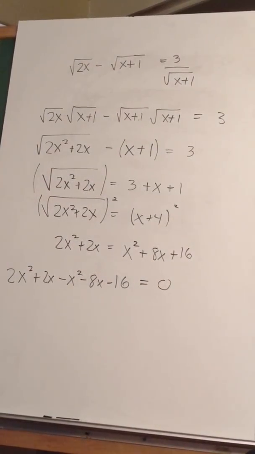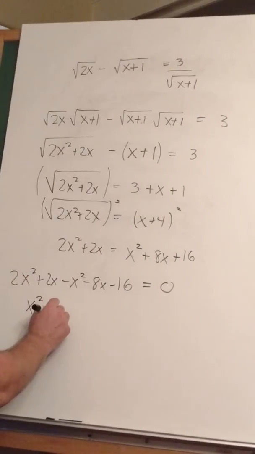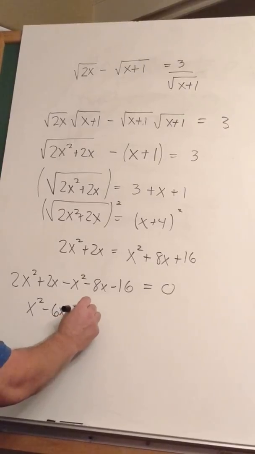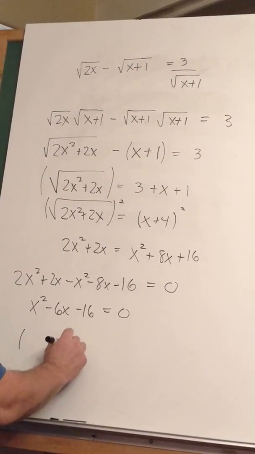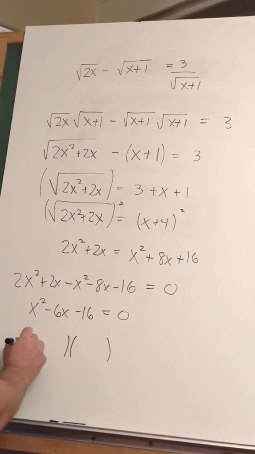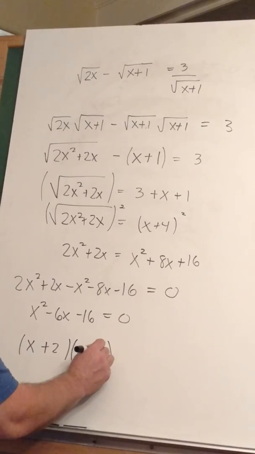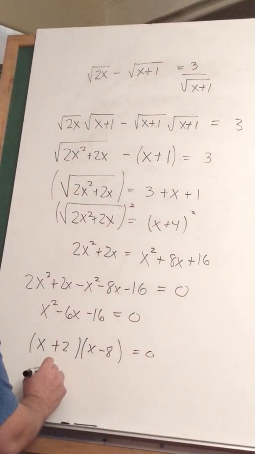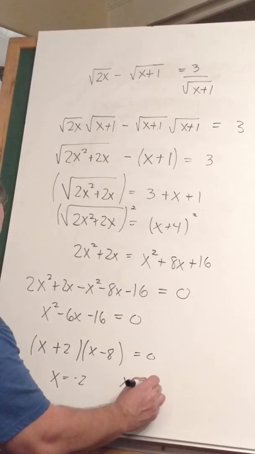Now let's combine terms. What do I get? x squared minus 6x minus 16 equals 0. That factors to x plus 2 times x minus 8. Very good. x plus 2 times x minus 8 equals 0. So either x equals negative 2 or x equals 8.